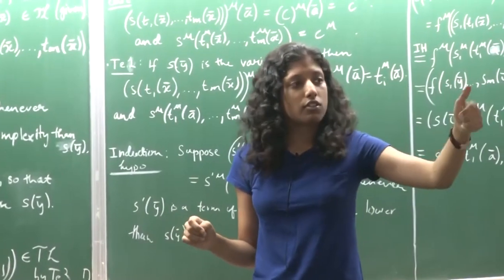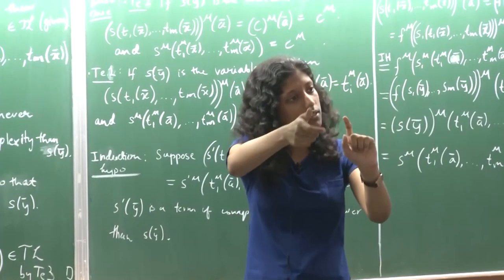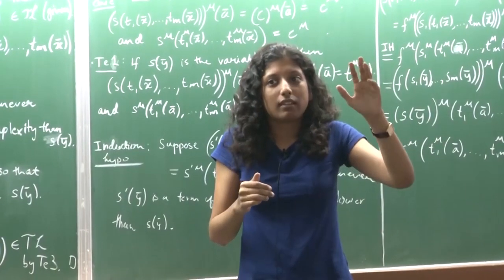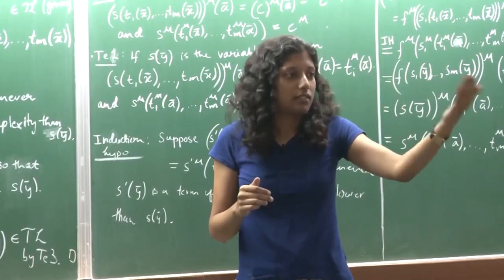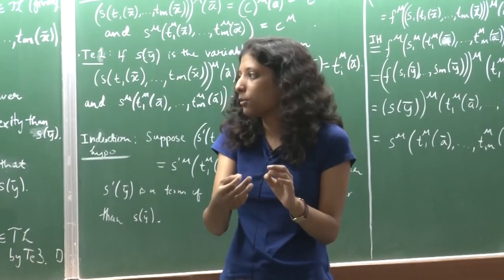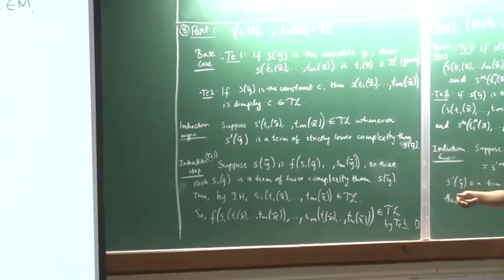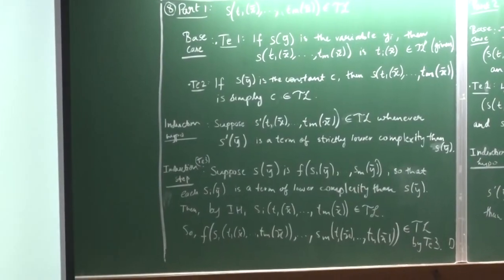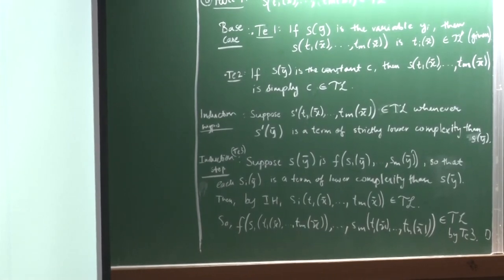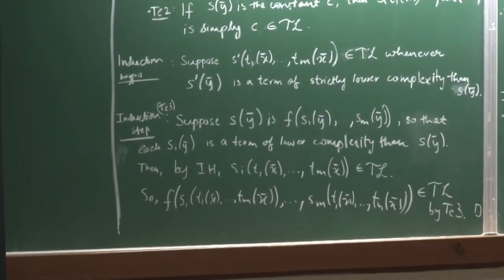What exactly is complexity? The definition of a term is inductive. You start from constants and variables, and then you start building things up using the function symbols. So that is a rough notion of complexity. You can refine that notion, for example as the number of times a clause in the definition is used. We don't need the exact definition to know what is going on in the proof. You just know that if you apply a function to something else, you get a term of higher complexity.